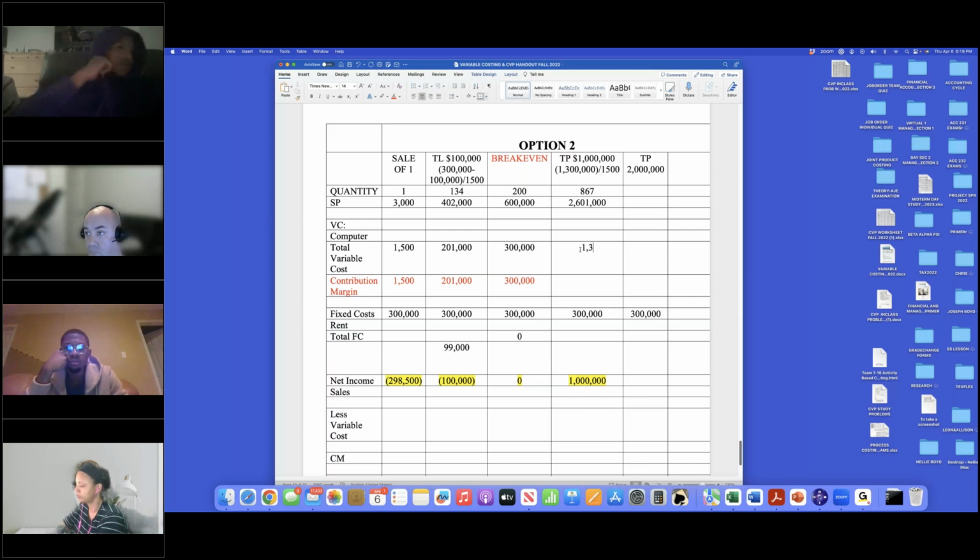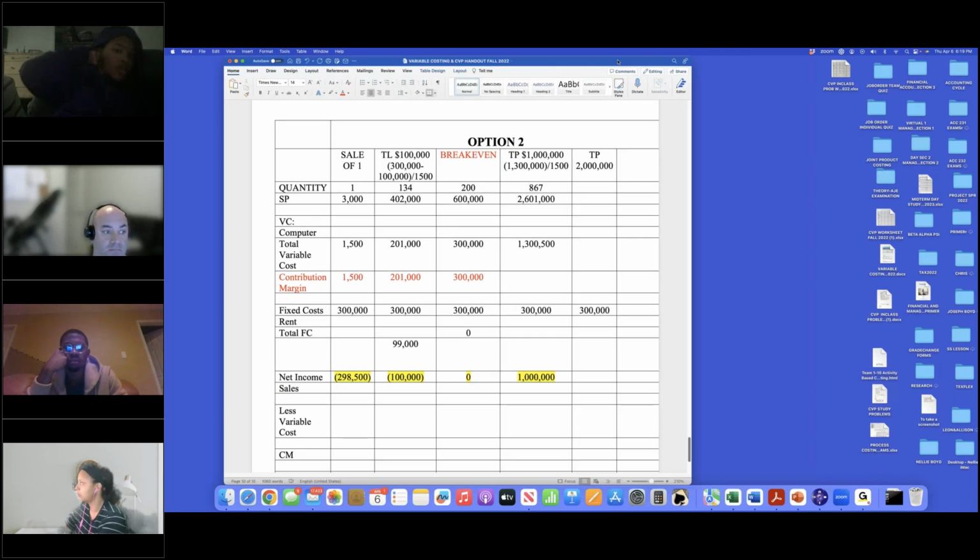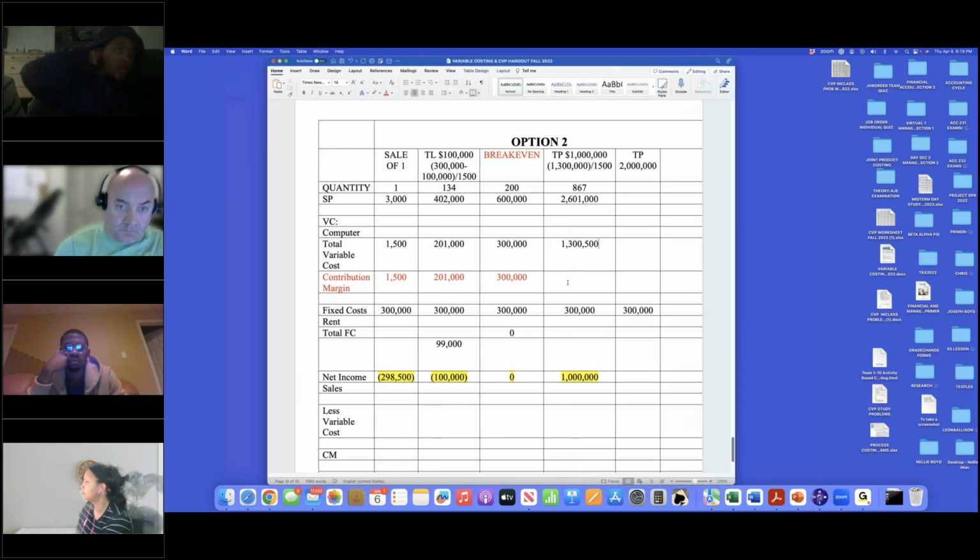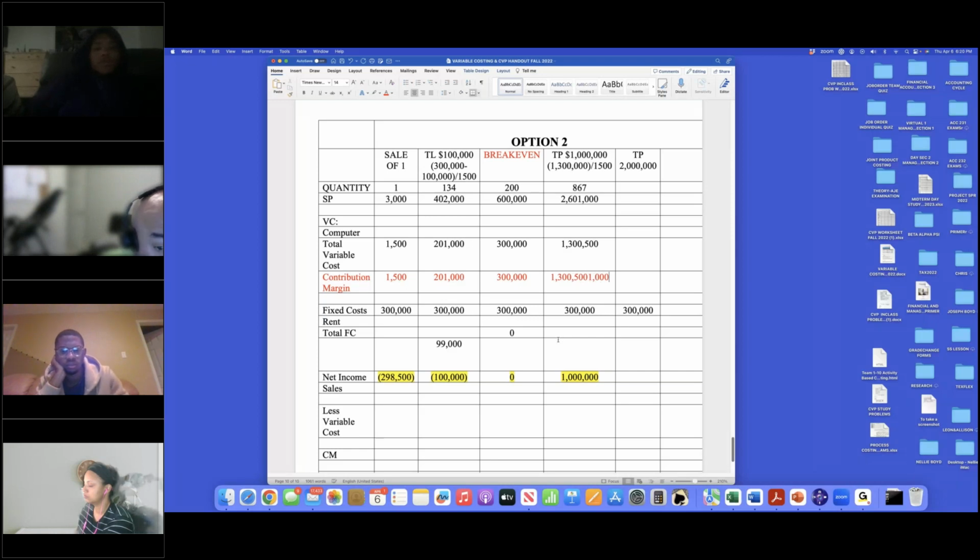Does that get us there? Yeah, we were 500 over. So if we subtract these two numbers, what do we have? 1,300,500. So then we subtract the 300,000 fixed costs and we get what? 1,500,000 and 500. So we're close like that.